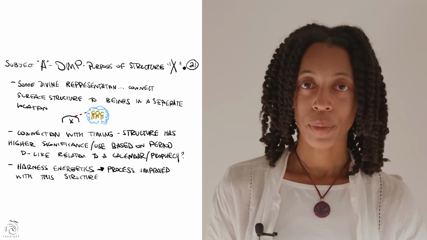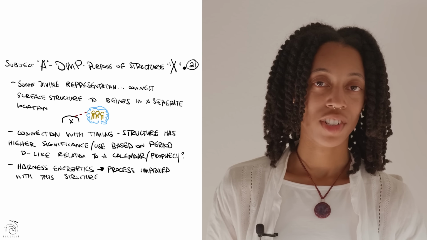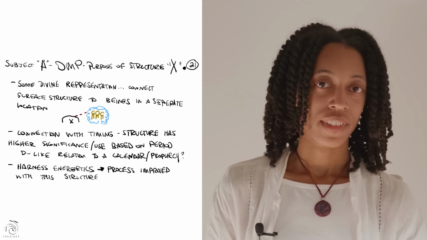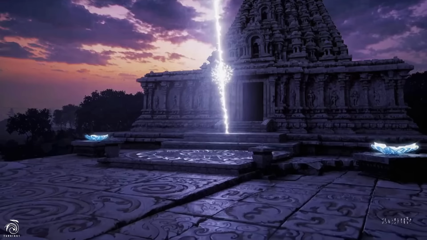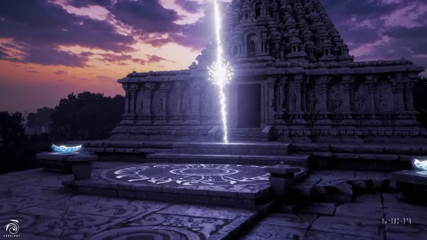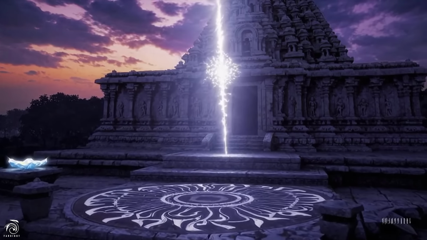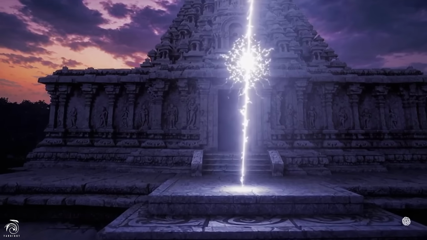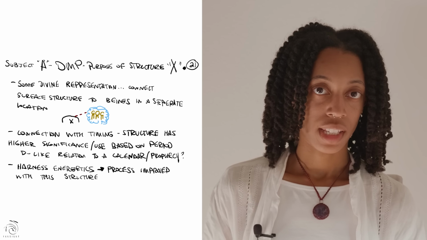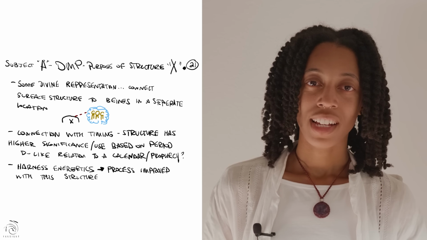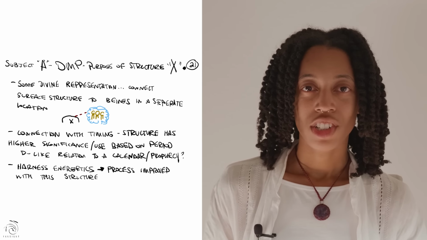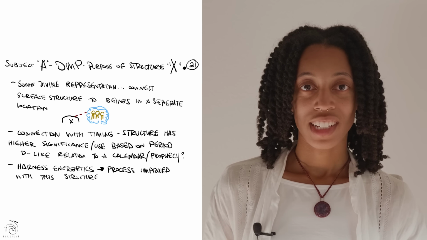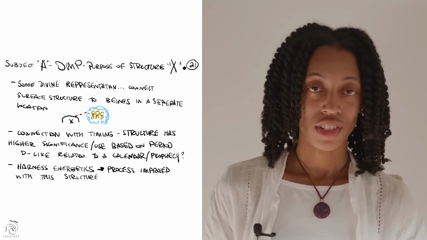Continuing the deep mind probe, specifically looking at the purpose of structure X, there's some divine representation, like connecting the surface structure to beings in a separate location. There's a connection with timing as well, like the structure has a higher significance or better use based on the specific time. I'm deducting there's a relation to like a calendar or a prophecy, but there's a process of harnessing energetics that is improved with this structure.